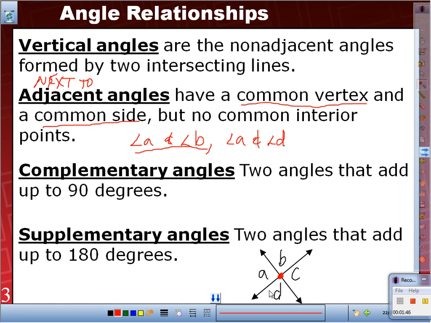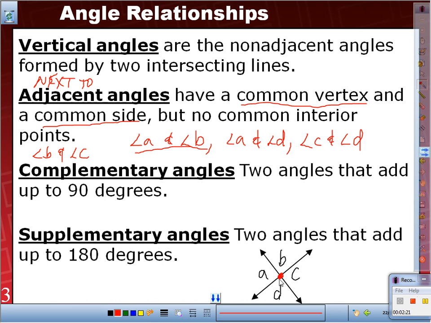What other are adjacent? Go ahead, Roman, Carlos. Angle C and angle D. Angle C and angle D are next to each other, and they share one side. What other are adjacent? Jaden? Angle B and angle C are next to each other, and they share a side. That is correct. Angle B and angle C. Does everybody see what we're talking about?